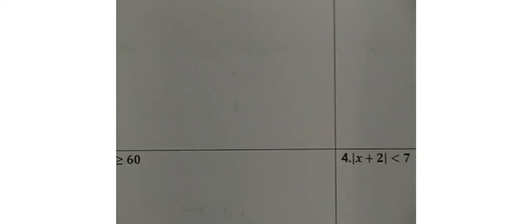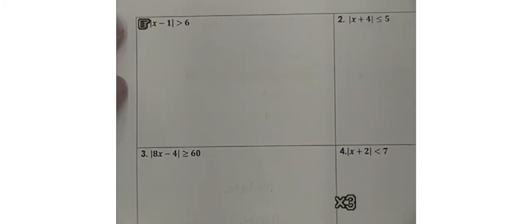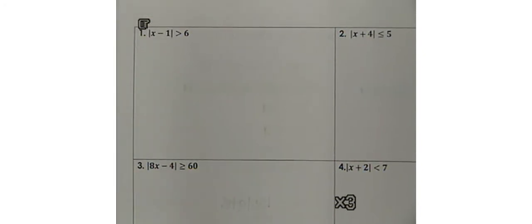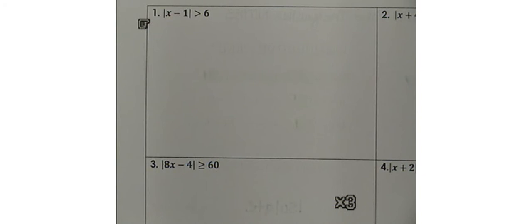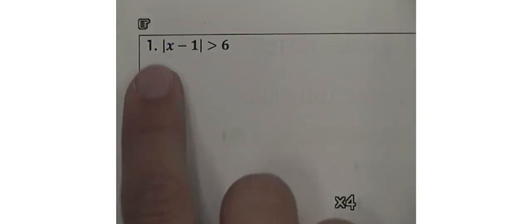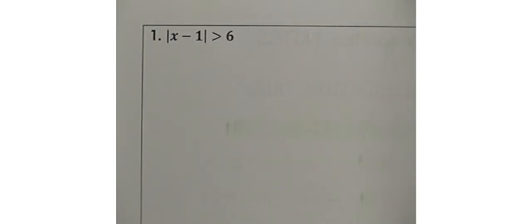All right. Let's look at question 1, and I'll help you with how to set this up. So question 1 says, which x values are greater than 6 units away from 1? Conjunction or disjunction? You might have to flip it over as well. This is a greater than sign, so this is a disjunction.